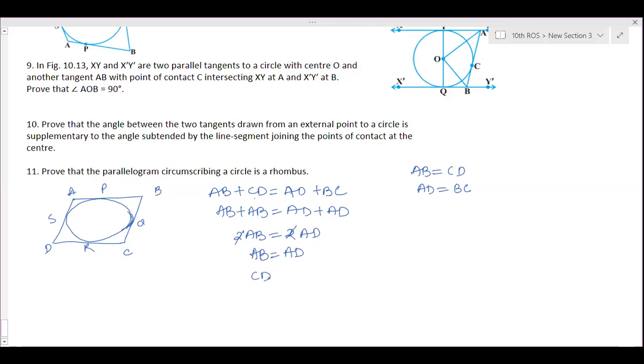AB is equal to CD, AD is equal to BC. So AB and CD are equal, and AB is equal to CD is equal to AD is equal to BC. All sides are equal. Therefore, it is a rhombus. Sorry, it is a rhombus. Clear? Yes, ma'am. So do that and leave.